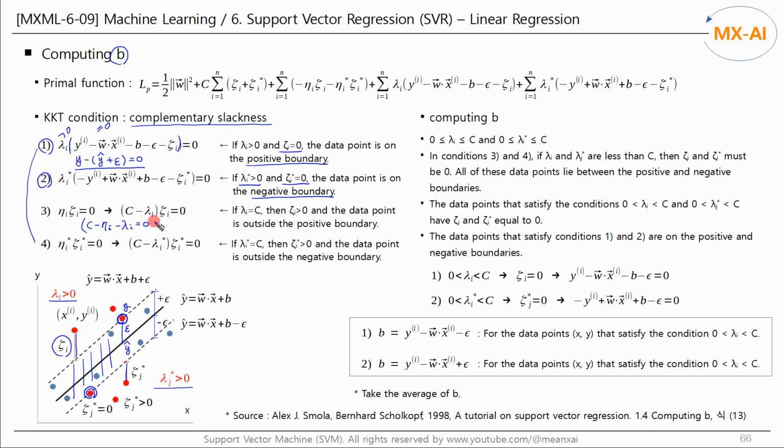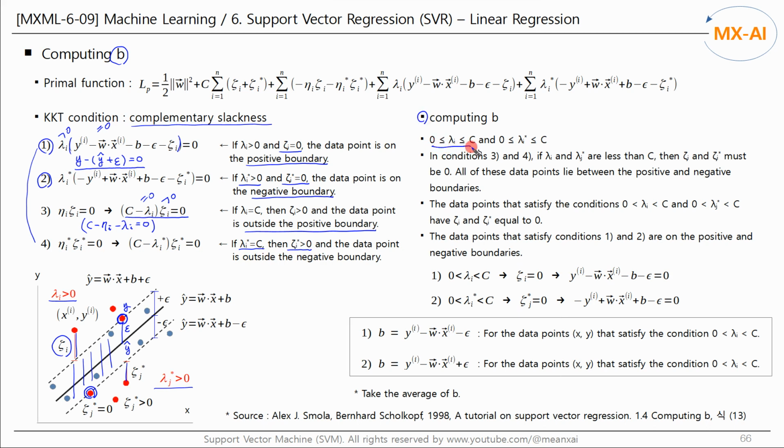Based on this equation, the third equation can be written as follows. If this part is 0, zeta is greater than 0. That is, if lambda is c, zeta is greater than 0. These data points are outside the positive boundary. Likewise, if the lambda star is c, the zeta star is greater than 0. Let's find B using these conditions.